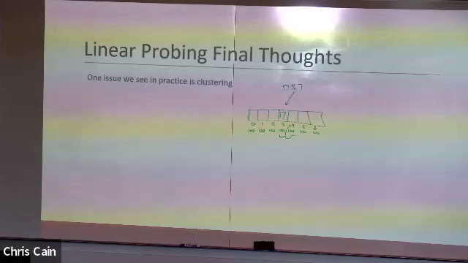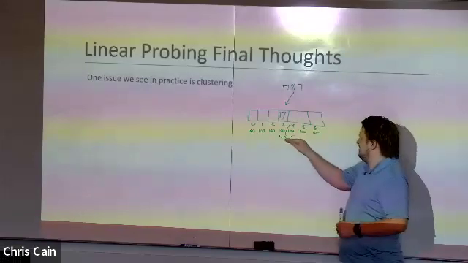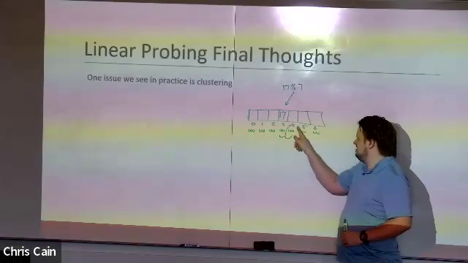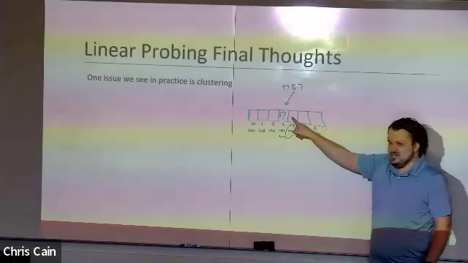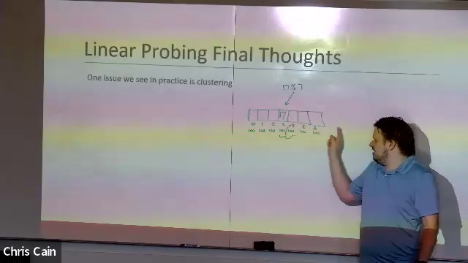Does that make sense? It doesn't take very much to see it. You just have to see that, sure enough, multiple indices get mapped to a single index now. So we're more likely to put something here than we are anywhere else in the table.